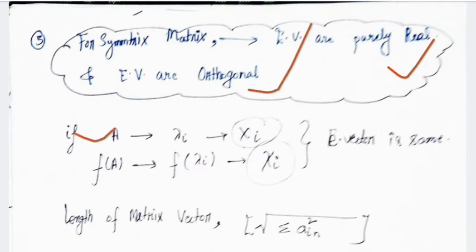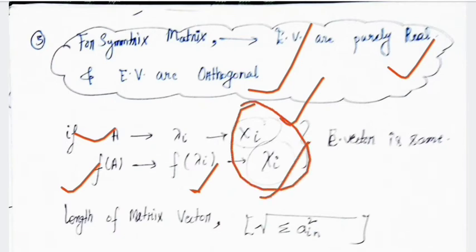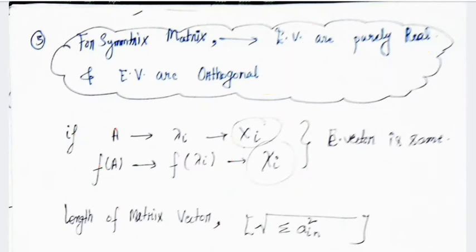If A has the eigenvalues lambda i, then the eigenvector is xi. If the function of A has the eigenvalue function of lambda i, then in that case the eigenvector is not going to change, it remains the same. And the next important formula for you: the length of the vector is equal to the square root of the summation of a i square. This is the most important formula for finding the length of the vector.